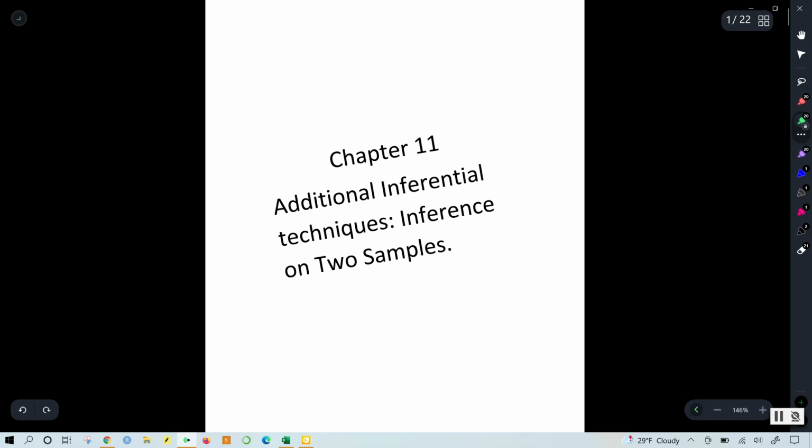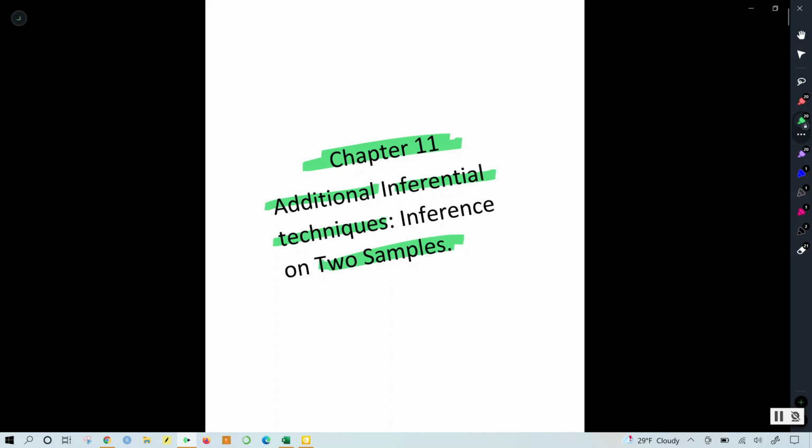In this video, we begin our discussion on Chapter 11. In Chapter 11, our focus will be on learning some additional inferential techniques, which involves collecting two samples from two different populations and using the information extracted from those two samples to make deductions about the characteristics of those populations.